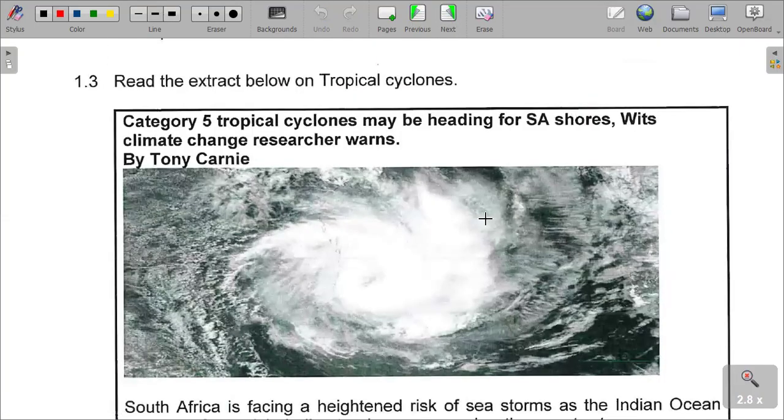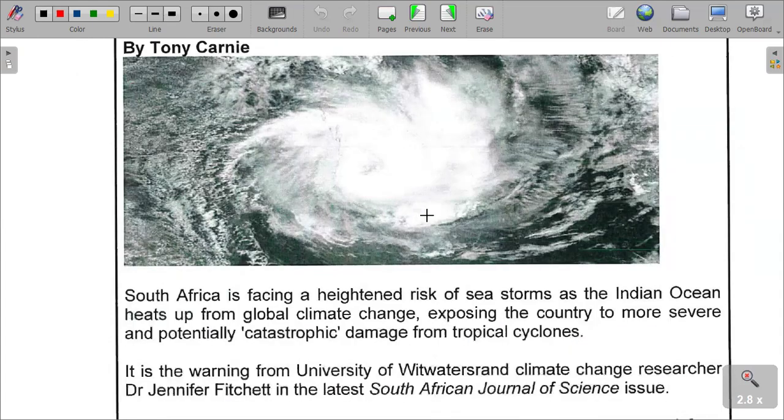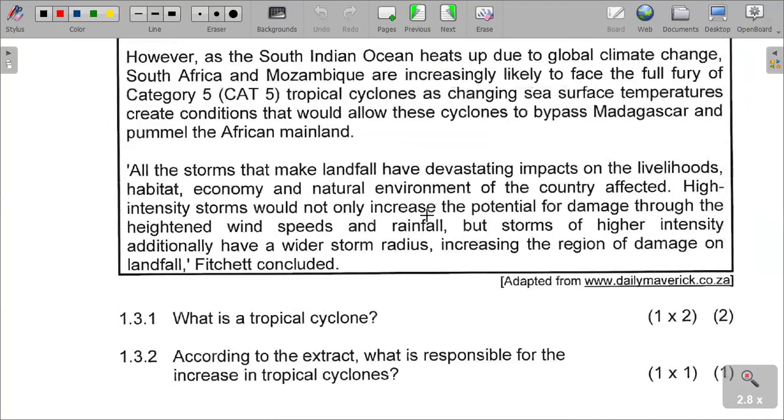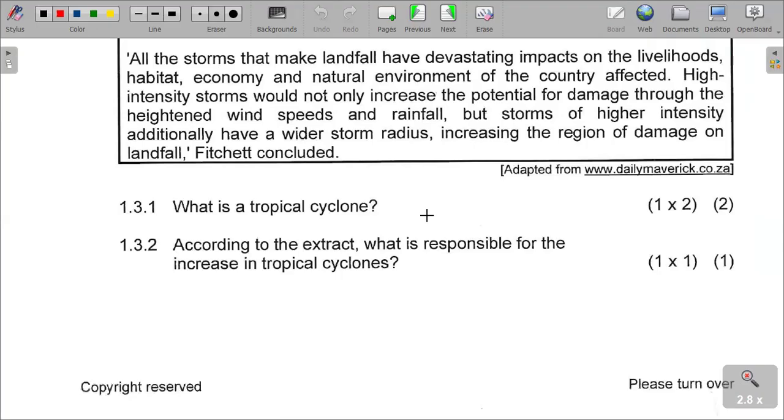The extract below shows tropical cyclones. Tropical cyclones may be heading for SA shores, with climate change researchers warning, by Tony Kane. We have all this passage there. What is a tropical cyclone? Define a tropical cyclone.